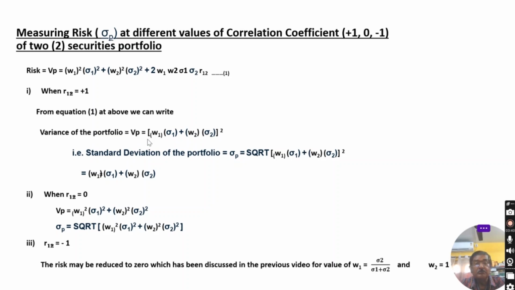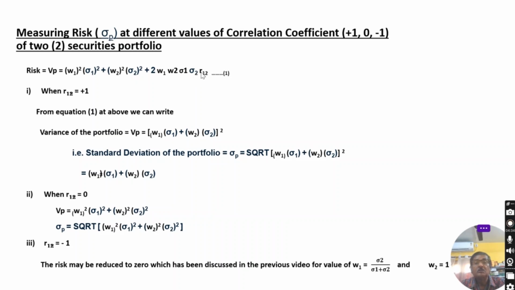Now as this is variance, if you square root it, that means the standard deviation of the portfolio will be the square root of this, or standard deviation will be this. That means if you apply this simple formula, then you will get the value of standard deviation or risk for the case when the value of correlation coefficient between the two securities is +1.